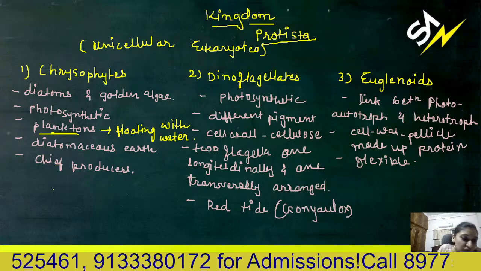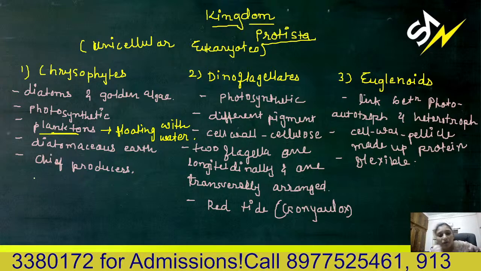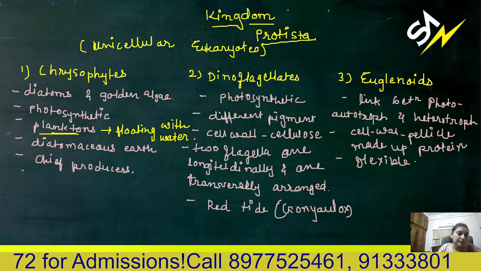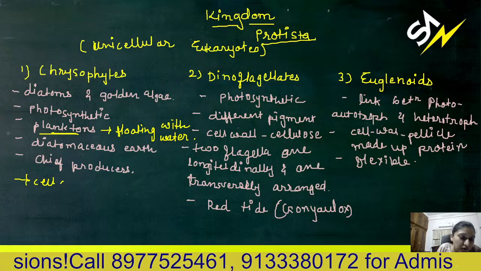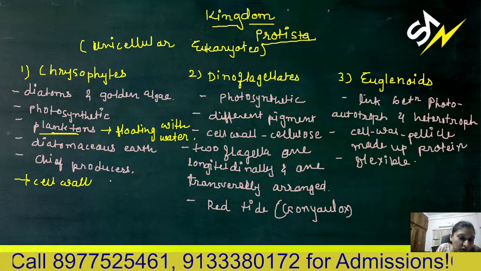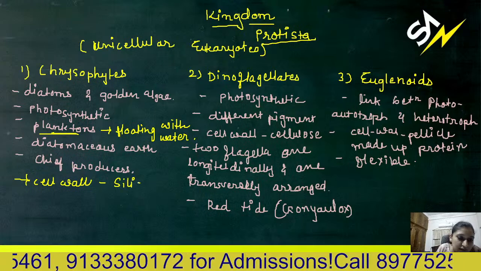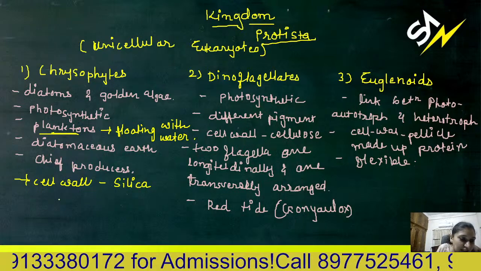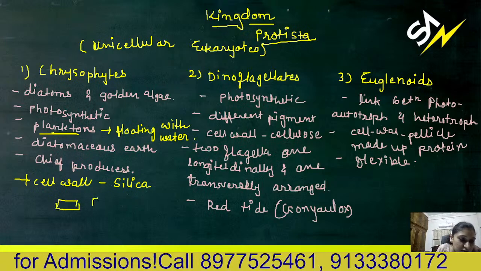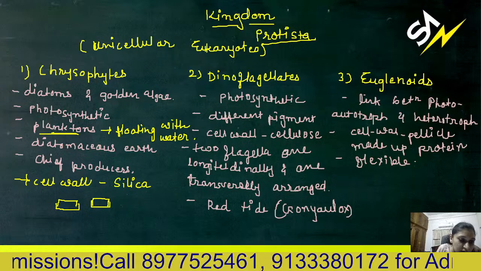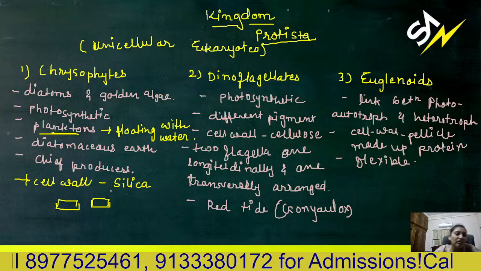Then they can form these. See, the chrysophytes' cell wall: what is it made up of? Silica. The cell wall of chrysophytes, especially in the case of diatoms, is made up of silica. It forms a soap box type of structure, where one layer fits over the other layer like that.